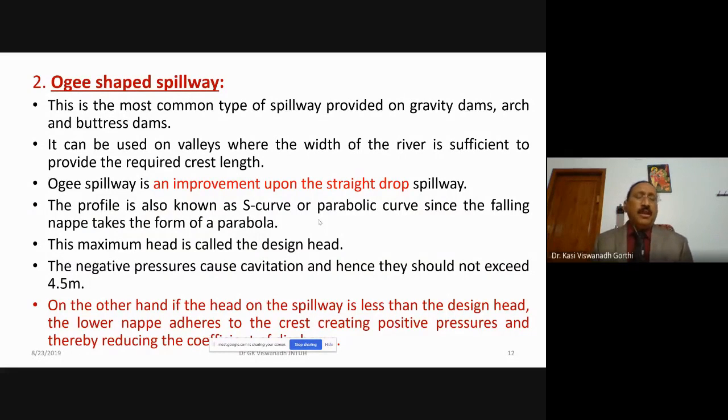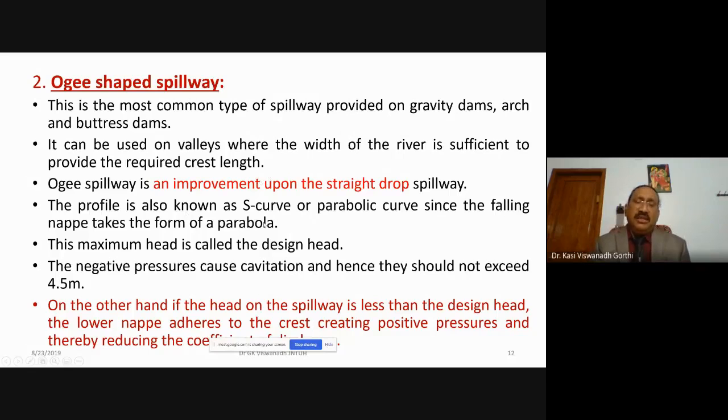The profile is also known as the S curve or parabolic curve, since the falling nappe takes the form of a parabola. This maximum head is called the design head, and the negative pressures cause cavitation, and hence they should not exceed 4.5 meters. On the other hand, if the head on the spillway is less than the design head, the lower nappe adheres to the crest, creating positive pressures, thereby reducing the coefficient of discharge.